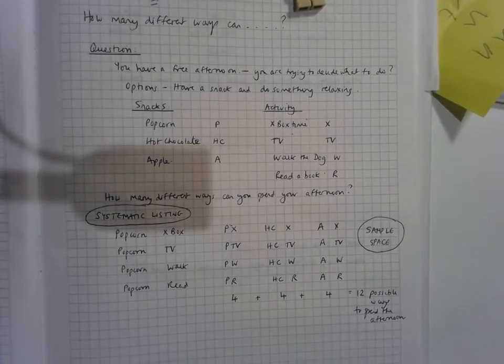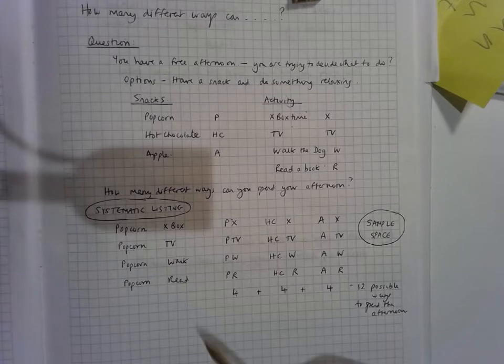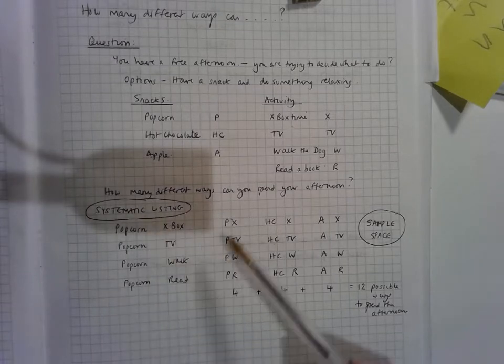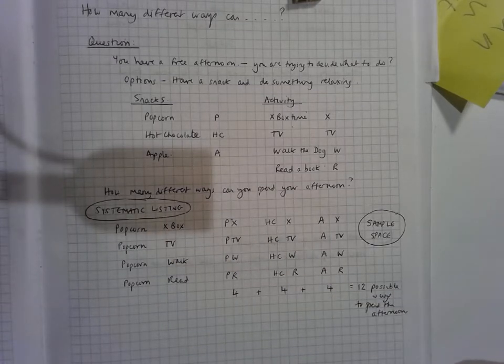So we have a few different words here. We have systematic listing, which is a way of doing my lists, and there's other ways of doing that we'll look at later.